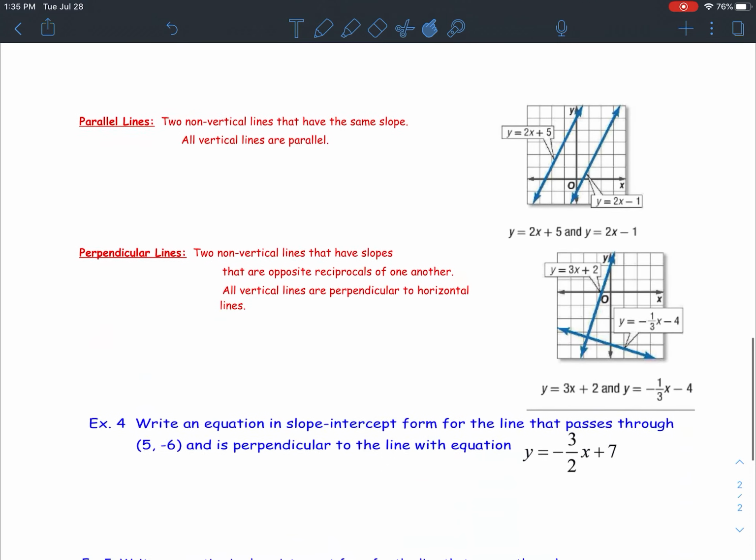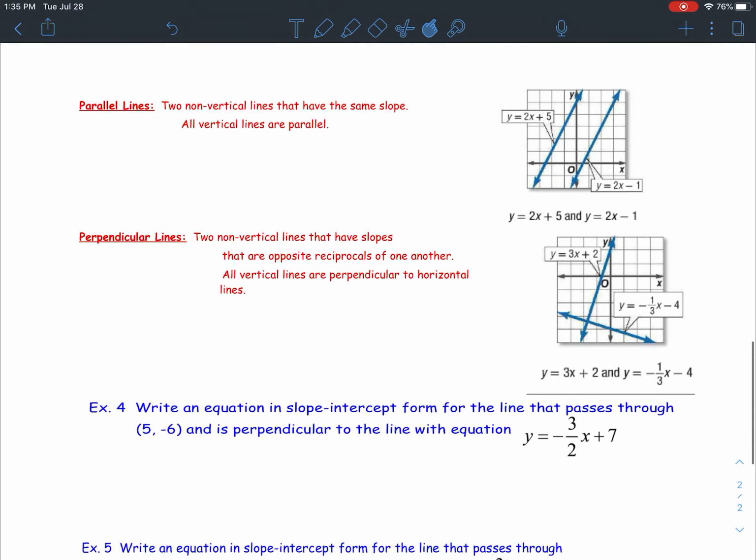All right, so we're just going to take a look at the back with parallel and perpendicular lines here. Again, hopefully a concept that you're somewhat familiar with. Here's the key that you want to make sure that you're comfortable with. Parallel lines have the exact same slope, whereas perpendicular lines have slopes that are opposite reciprocals.